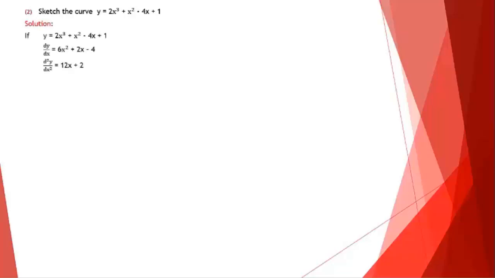Now pause the video and try out this question by yourself. Sketch the curve y equals 2x cubed plus x squared take away 4x plus 1. So finding the maximum and minimum turning points will help to give a general idea of the shape and the position of this curve.